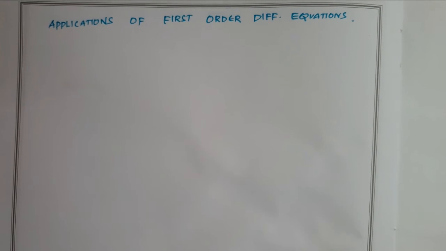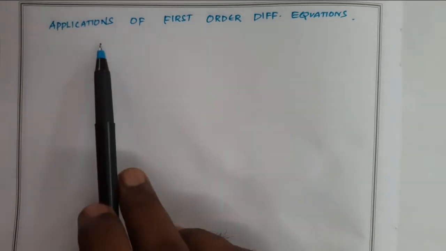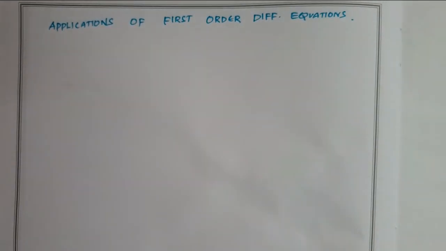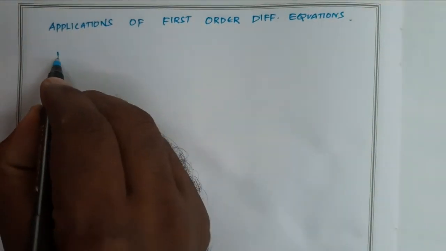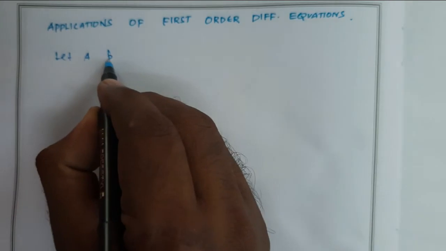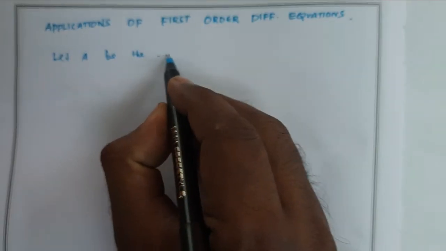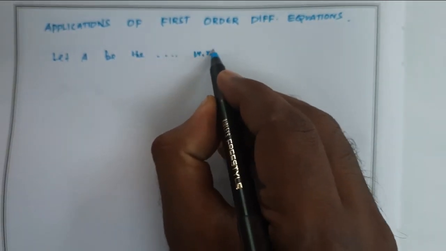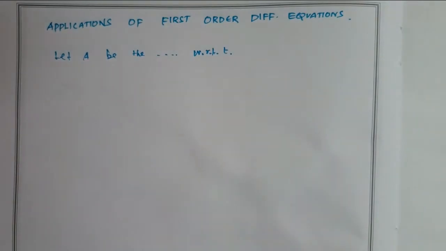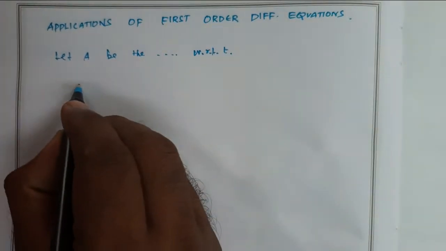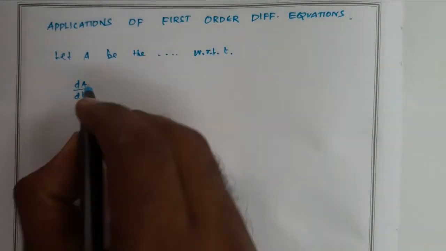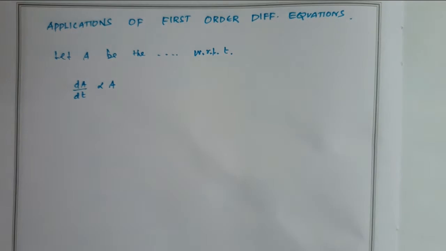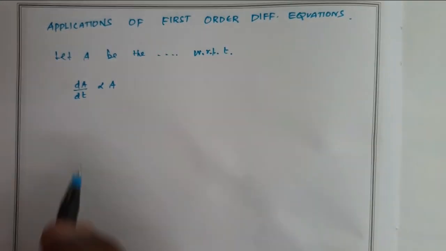Hello students, today we will discuss applications of first order differential equations. General procedure. Let A be the given information with respect to time t. dA by dt, which is the rate derivative, is proportional to A, where A is the given information with respect to time t.